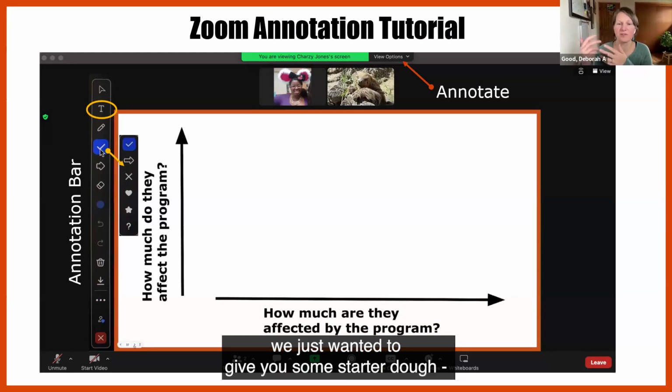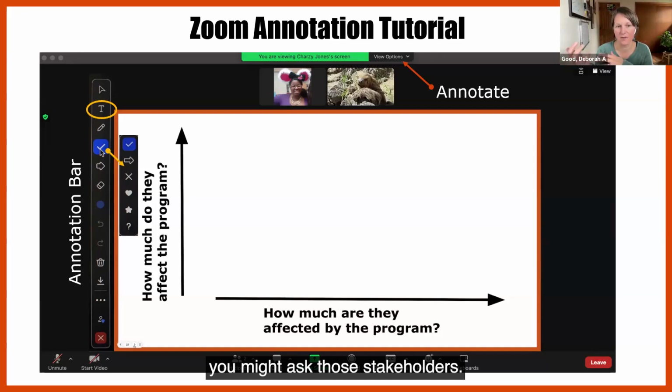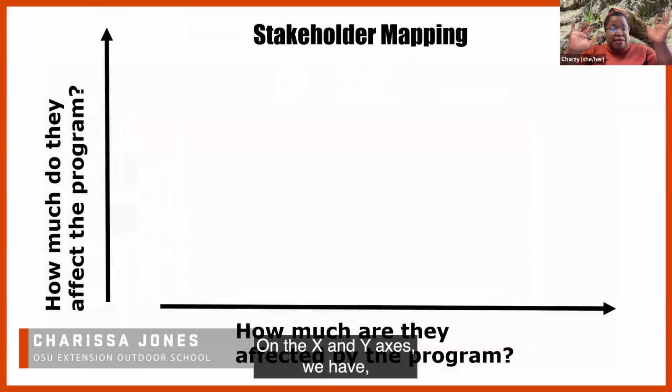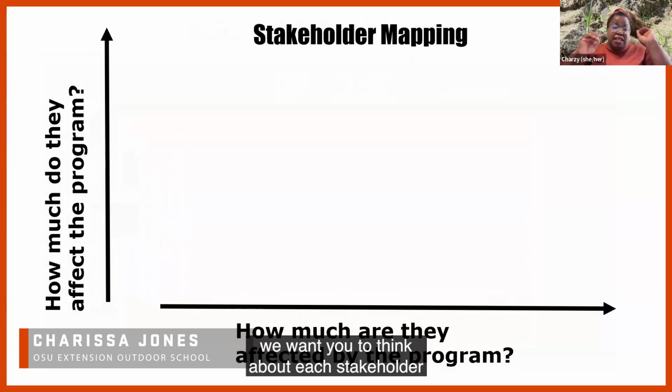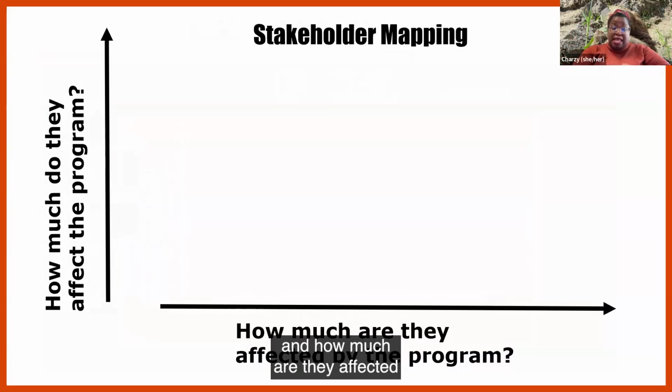We just wanted to give you some starter dough to think about some of the types of questions you might ask those stakeholders. On the X and Y axes, we want you to think about each stakeholder and how much do they affect your programming and how much are they affected by your programming. Does that make sense? We want you to place on the graph where you think your stakeholders are.